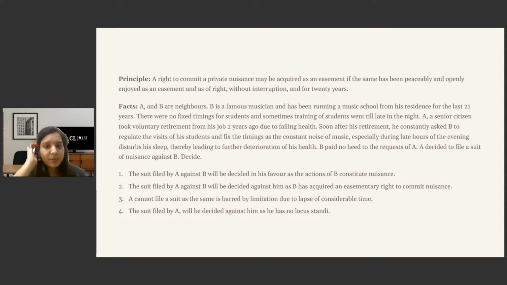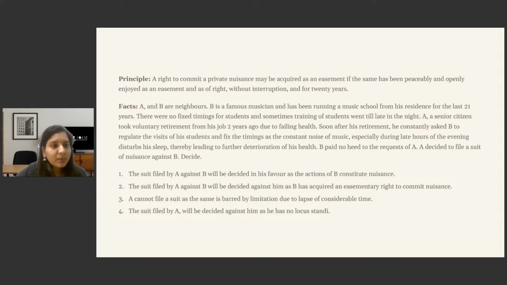So V is a famous musician and has been running a music school from his residence for the last 21 years. There were no fixed timings for the students. Sometimes training of students went till late in the night. A was a senior citizen who took voluntary retirement from his job 2 years ago due to failing health. Soon after his retirement, he constantly asked B to regulate the visits of his students and fix the timing, as the constant noise of music, especially during late hours of the evening, disturbed his sleep, thereby leading to further deterioration of his health. B paid no heed to the request of A. A decided to file a suit for nuisance against B.